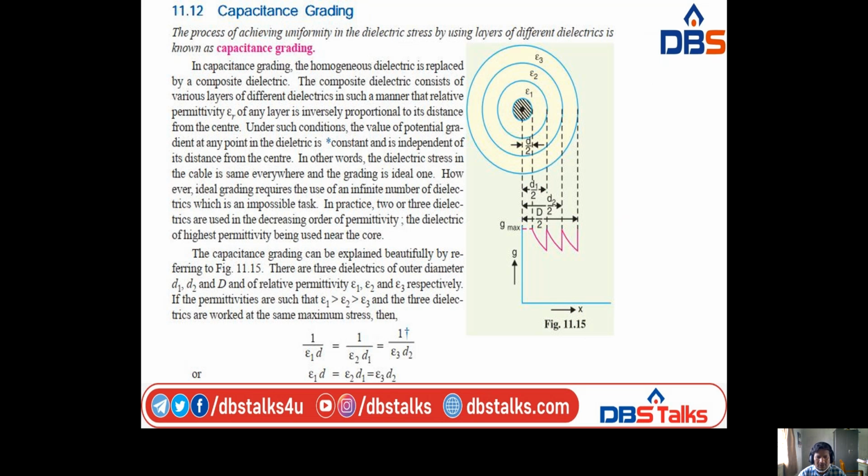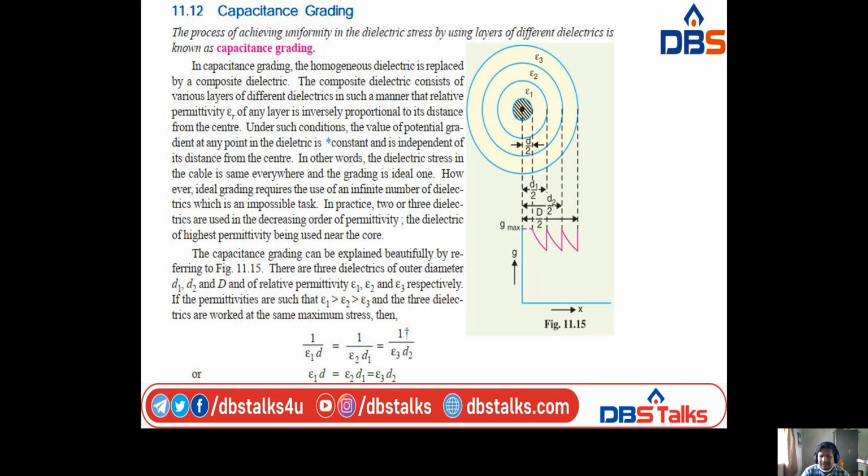For the first one, capacitance grading, the process of achieving uniformity in dielectric stress by using layers of different dielectric is known as capacitance grading. We are utilizing so many dielectrics, epsilon 1, epsilon 2, epsilon 3, like that. In capacitance grading, the homogeneous dielectric is replaced by a composite dielectric. Generally, we are utilizing homogeneous dielectric. Now it is replaced with a composite dielectric.